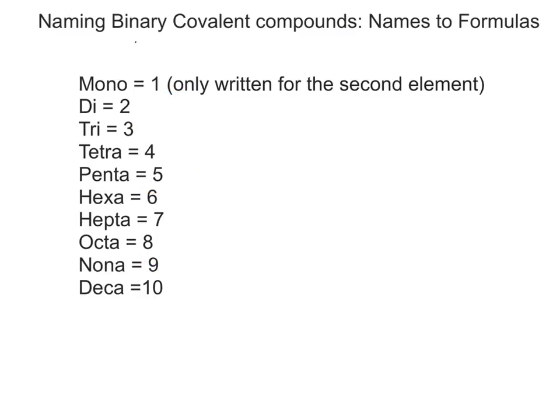The prefixes that are associated with each number are Greek. You may have seen them before when you've worked with polygons. Mono represents 1, di represents 2, tri represents 3, tetra is 4, penta is 5, hexa is 6, hepta is 7, octa is 8, nona is 9, and deca is 10. Oftentimes we end up dropping the last A of the word if there's two vowels in a row.